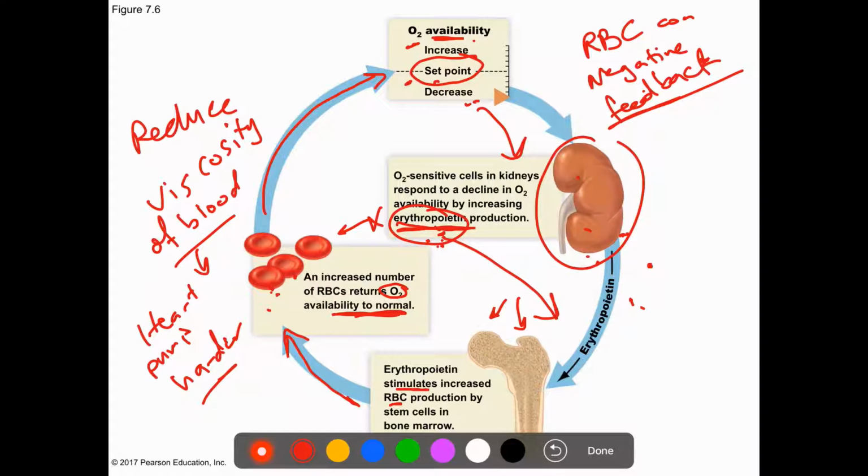I will stop here. Then we will come back. We will talk about the white blood cells.